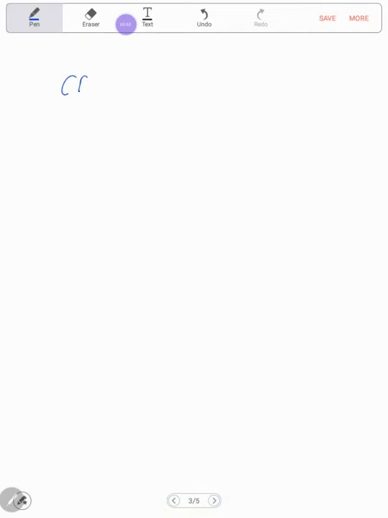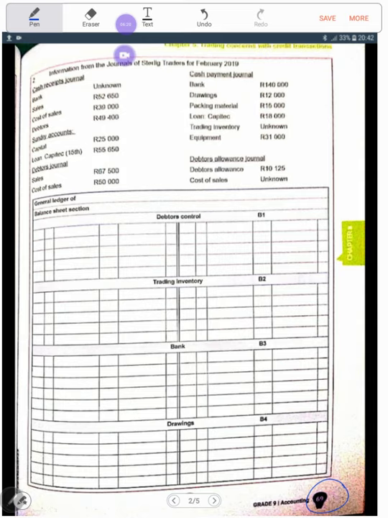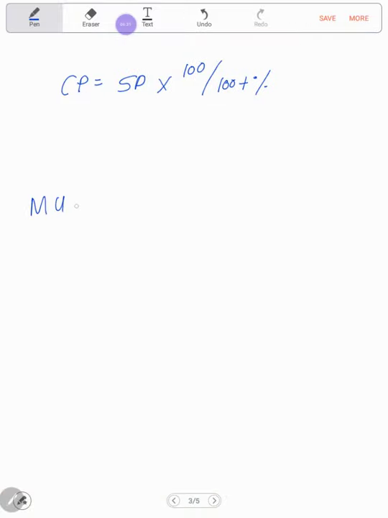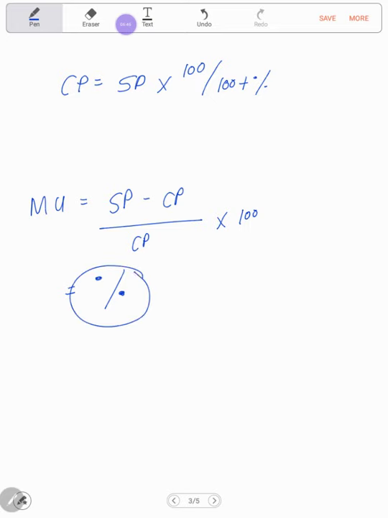So what you can do is work it out from your debtors journal. They gave us the sales amount as well as the cost of sales amount. We basically want to get our markup. Markup equals selling price minus the cost price over cost price times 100. This will give us our markup percentage. Once we have this markup percentage, I can fill in the unknown over there and work out the cost price of our debtors allowances that came in.